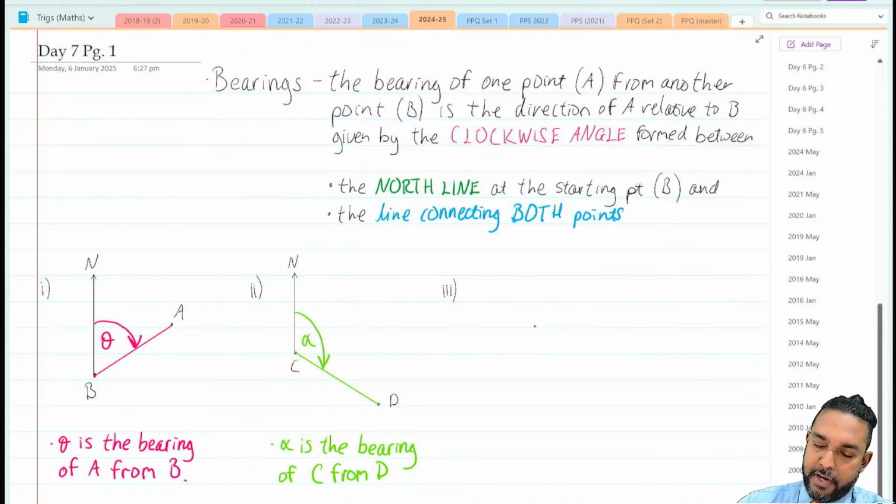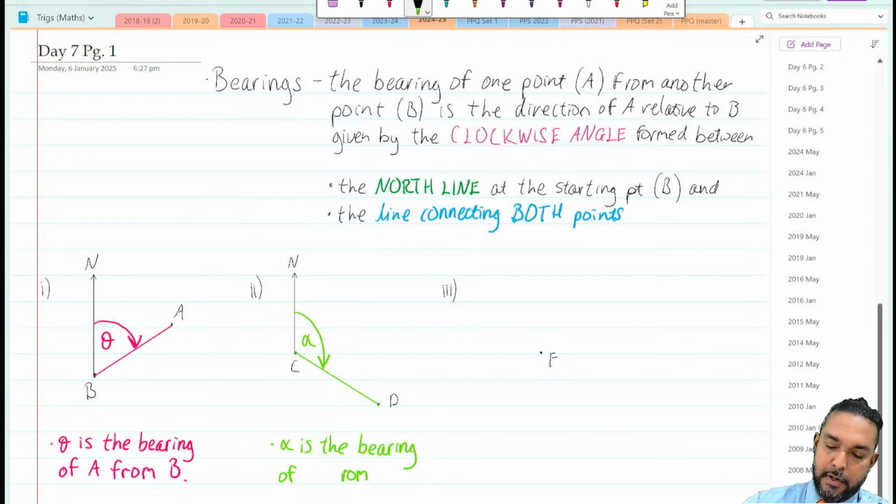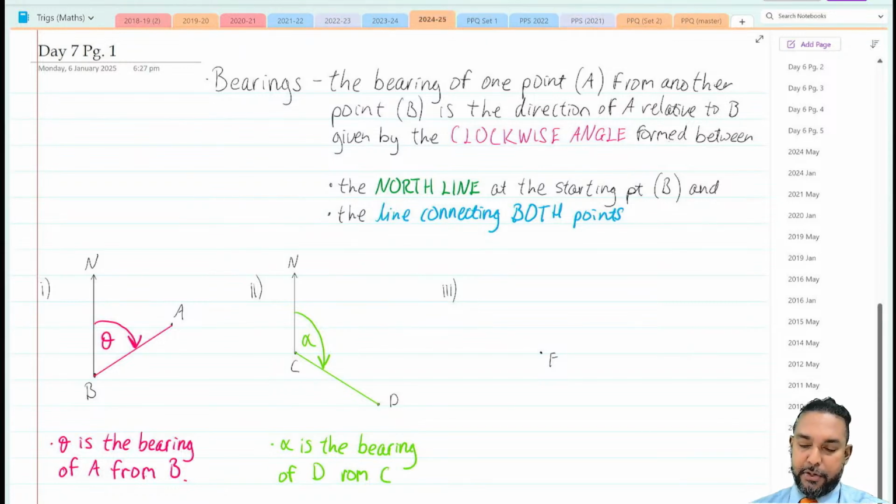All right. What about if we had it in the other direction? What does that mean? So let's say we had a point F. I won't use E because seeing as we have north, E could be east, so we don't want to. Sorry, you're correct. Bearing of D from C. My bad. Thank you.